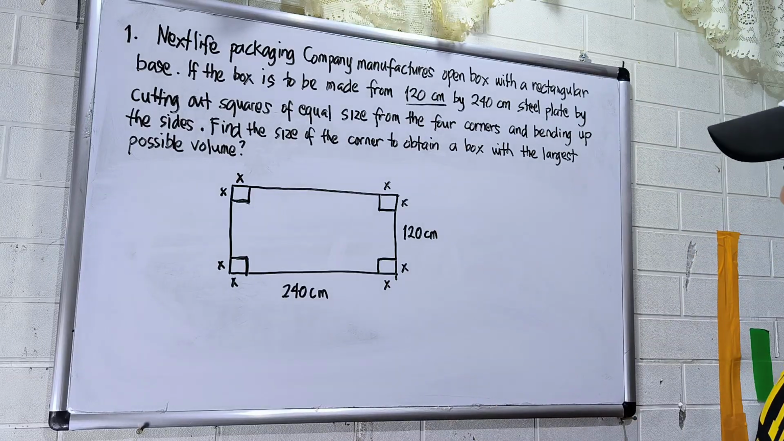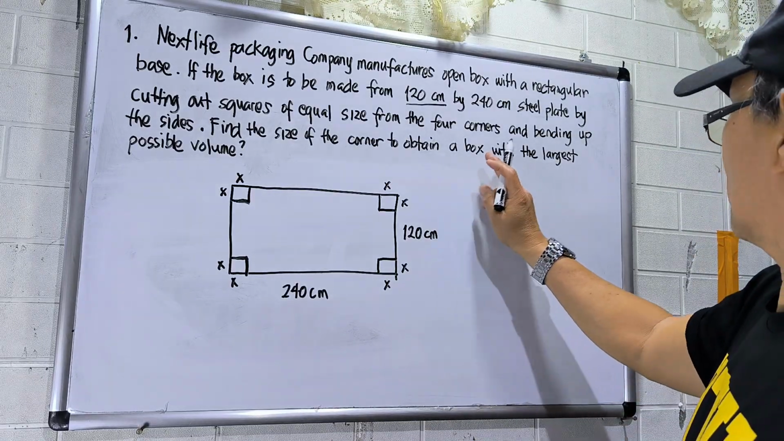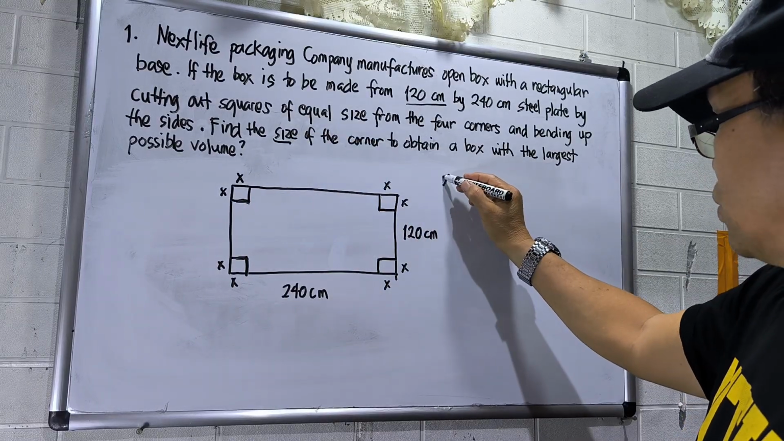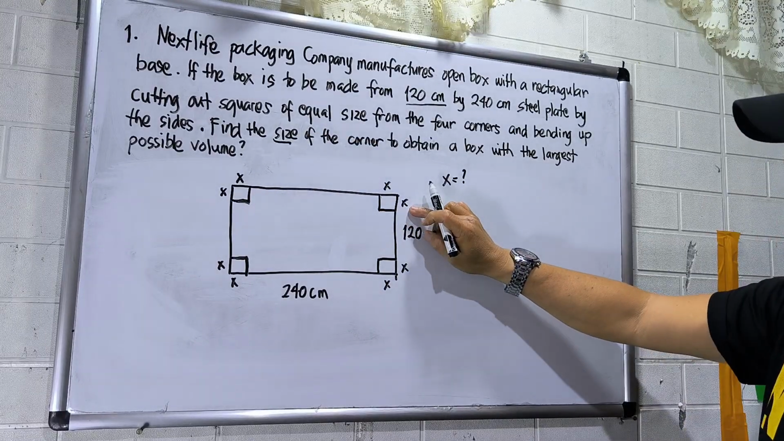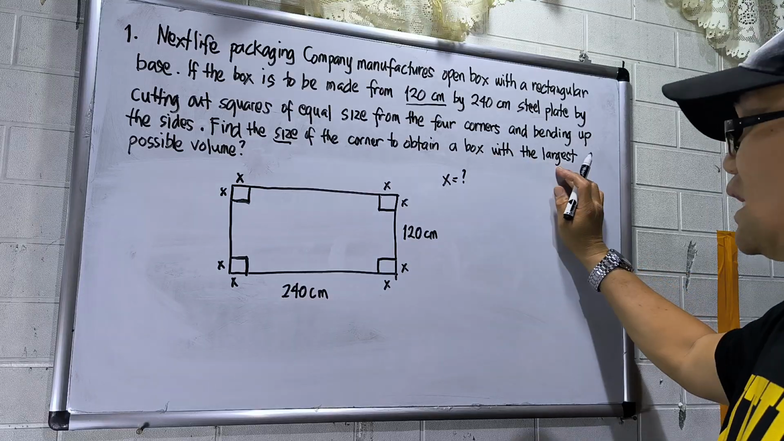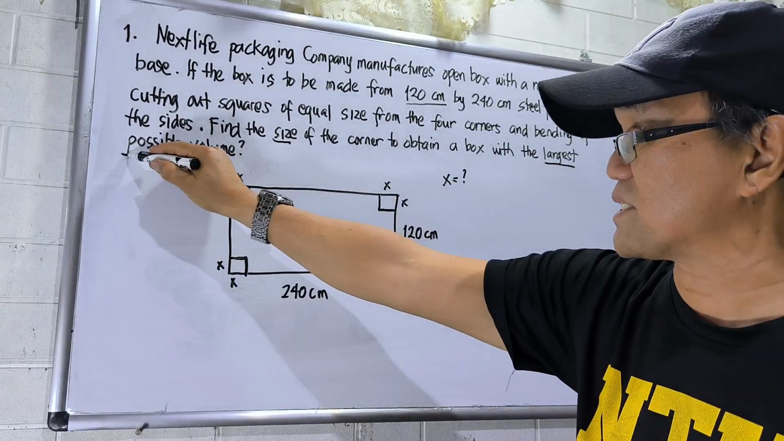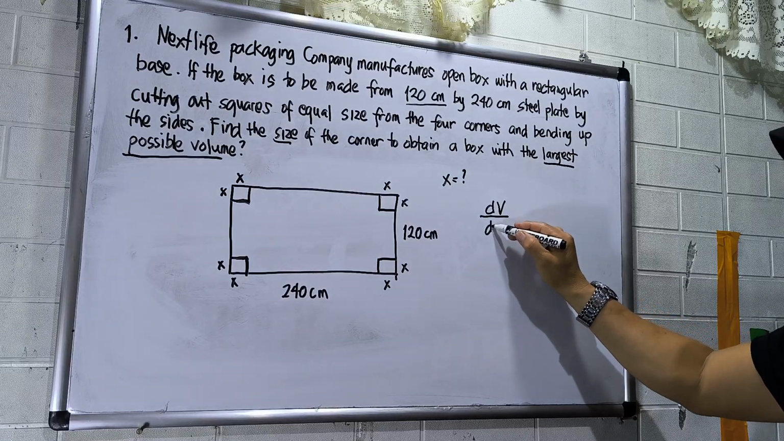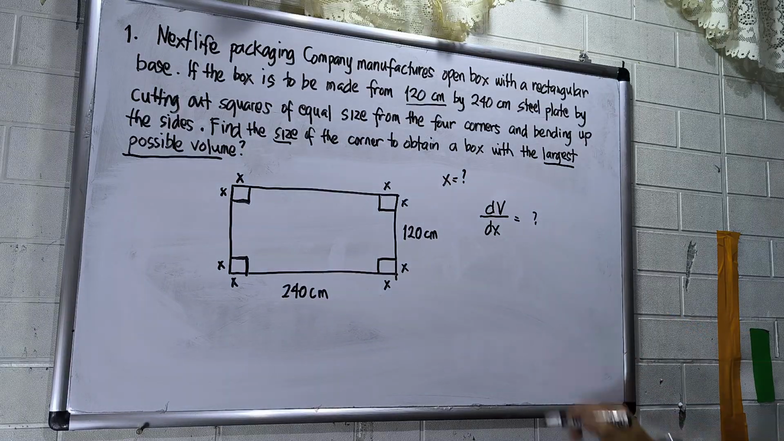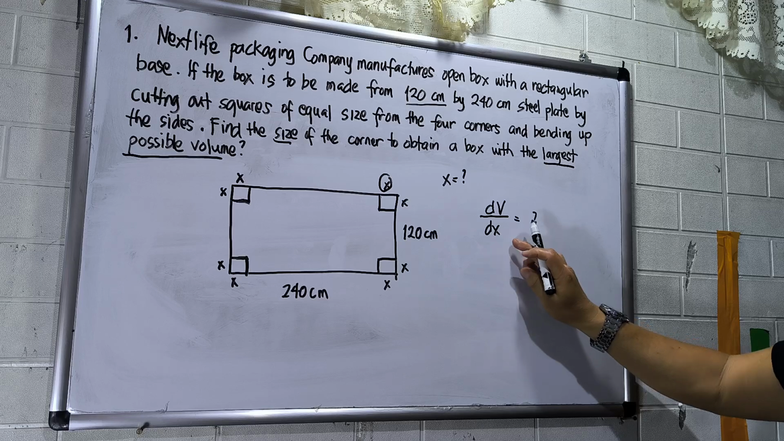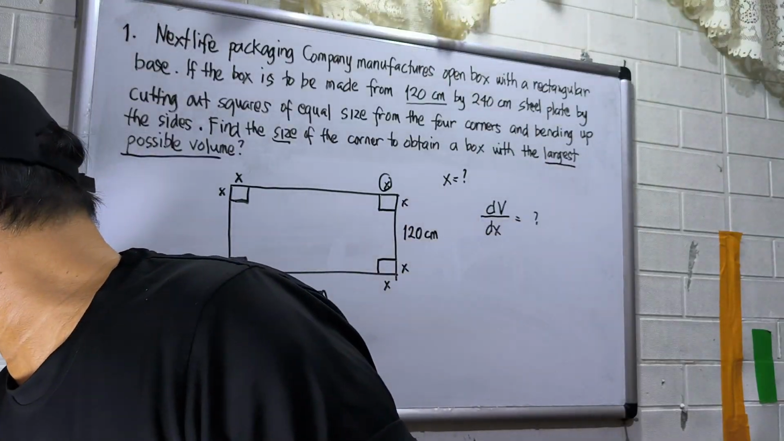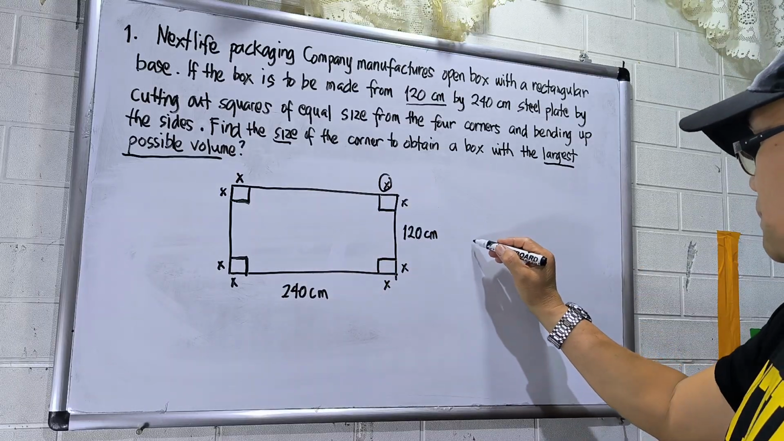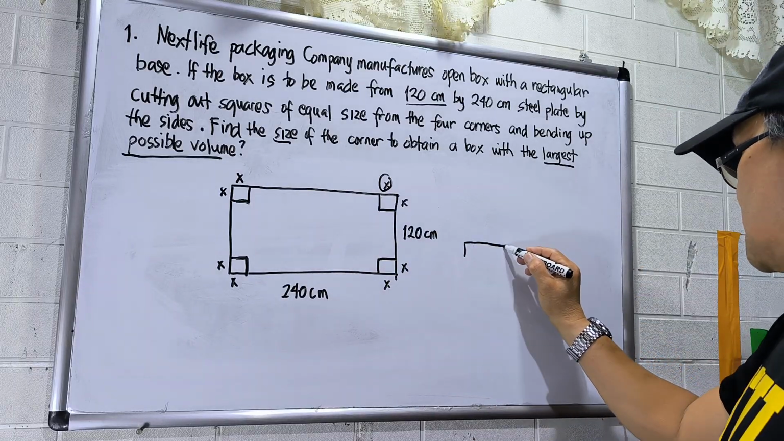Then find the size, meaning solve for the value of one side of the corner, to obtain a box with the largest possible volume. Take note, largest. When you say largest possible volume, we need to differentiate dV over dx. So we need this, and we also need the volume of the box.